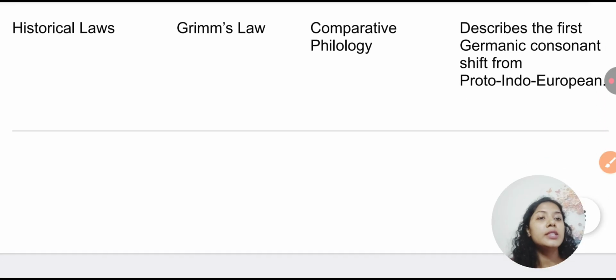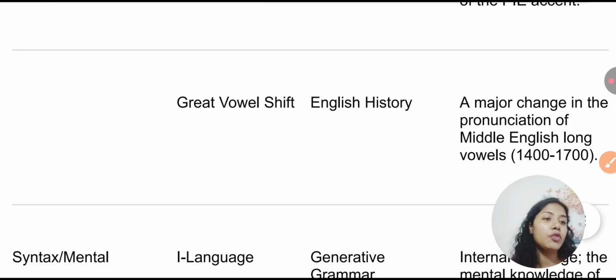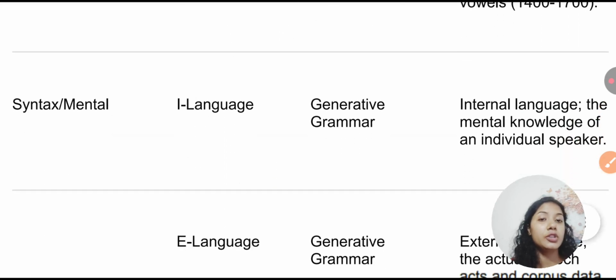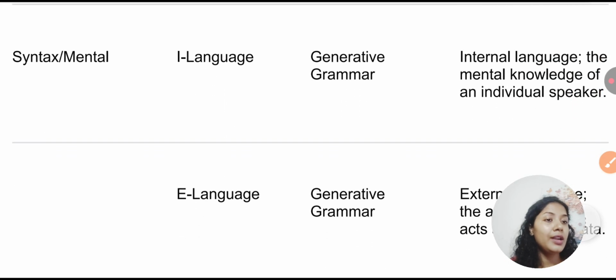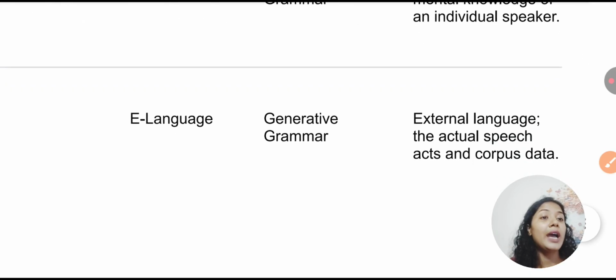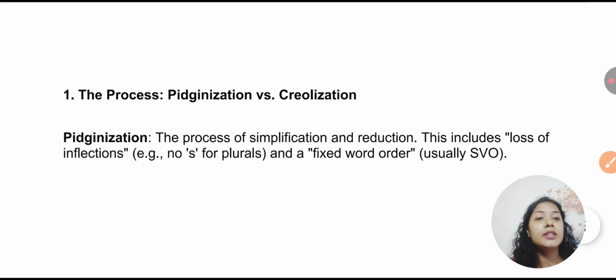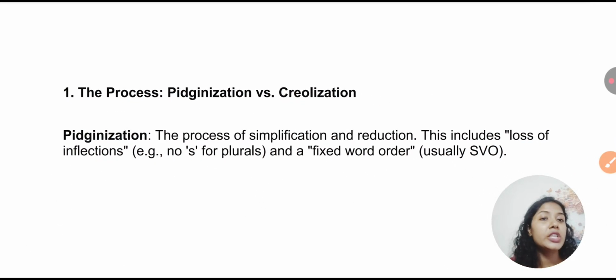We will study comparative philology, Werner's law, and then the Great Vowel Shift, how vowel changes happened during Middle English. I-language means internal language, and E-language means external language, the actual speech. Now there is the mention of the process of Pidginization and Creolization.